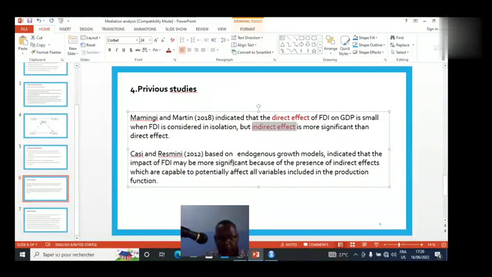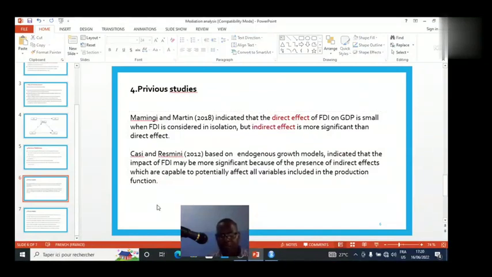There are other authors also, Kazi and Smini, based on endogenous growth models, who indicated that the impact of FDI may be more significant because of the presence of indirect effects, which are capable of potentially affecting all variables included in the production function. This is also another way of supporting mediation analysis or indirect effect analysis, because some authors affirm that the indirect effect of FDI is more significant than the direct effect. I can just test this.